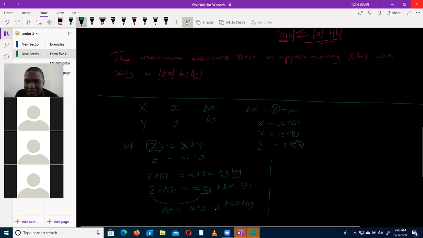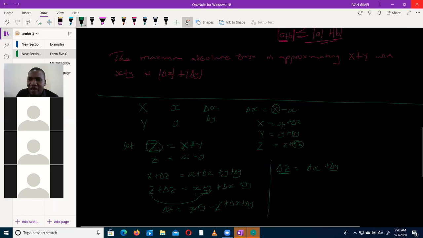Now this point, small z is the same as small x plus small y. That's how we define it. So that means that this and this will cancel. We shall end up with error in z equals error in x plus error in y. What is the error in z? Error in z is error in x plus y.